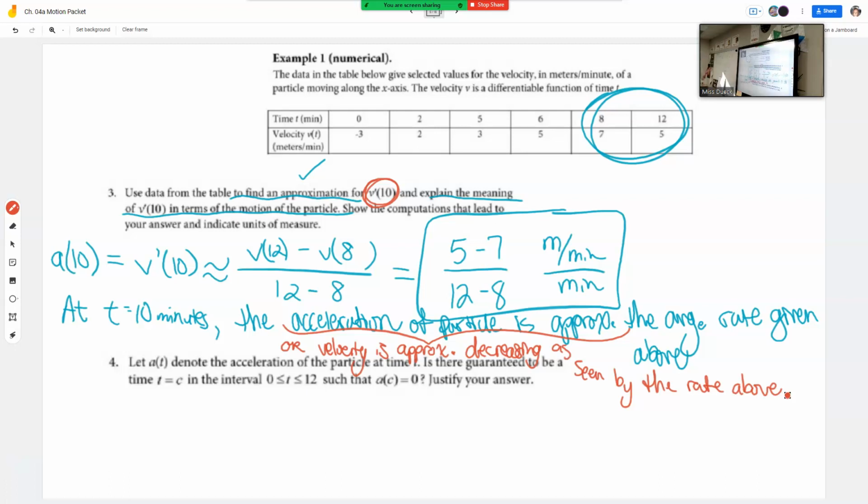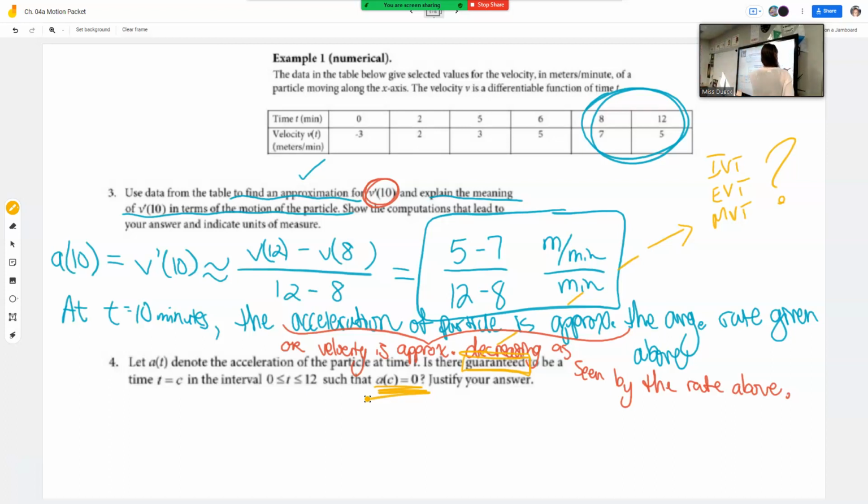Is there guaranteed? As soon as you see the word guaranteed, you say it has to do with some theorem. As soon as you see the word guaranteed in any FRQ, you ask yourself, is it IVT? Is it EVT? Is it MVT? As soon as you see the word guaranteed. Must there be, another way of saying it, must there exist a time t equals c in the interval 0 to 12 such that, oh ha-ha! Hey, what did I already tell you how to answer? Such that acceleration is 0.